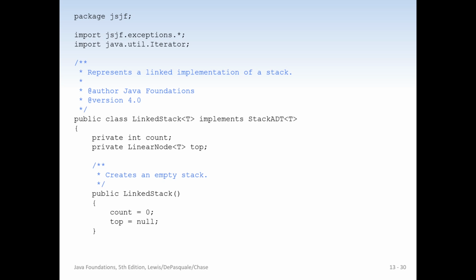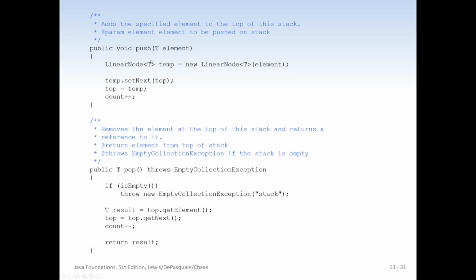right? So inside of this stack, the thing that's going to do all the work is going to be our linear node linked list instance. In the last one, it was an array, and this one, it's going to be our linear node linked list. And we're going to have this top reference, and we're going to have this count. So to instantiate this, we're going to make an empty stack, 0 count, null reference for top. We have to implement the interface, right?